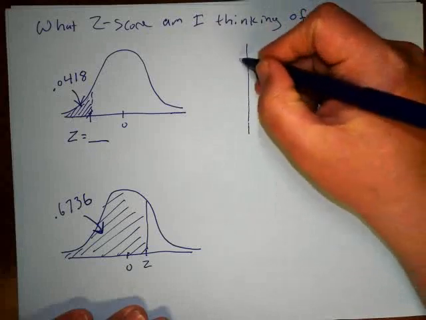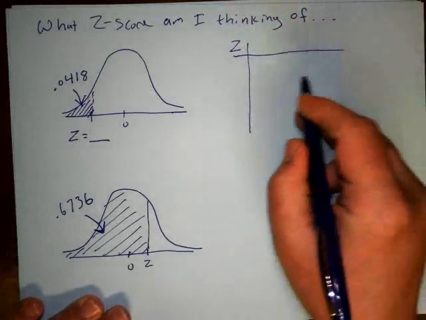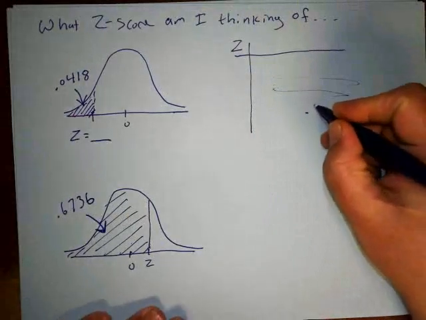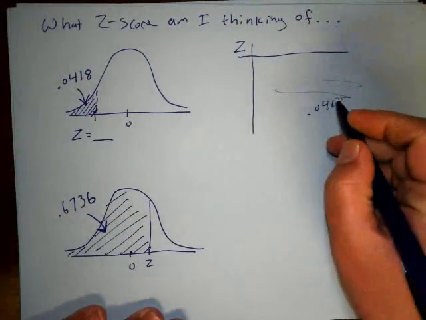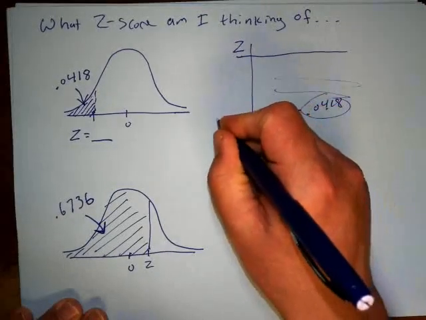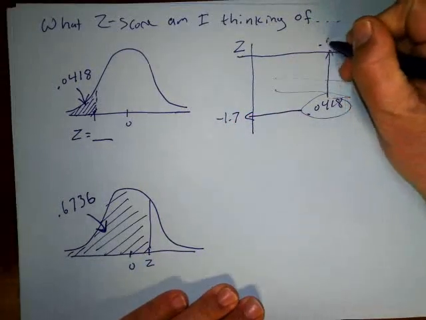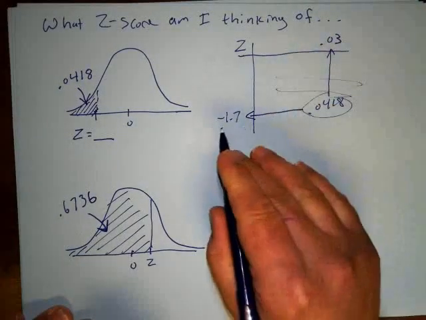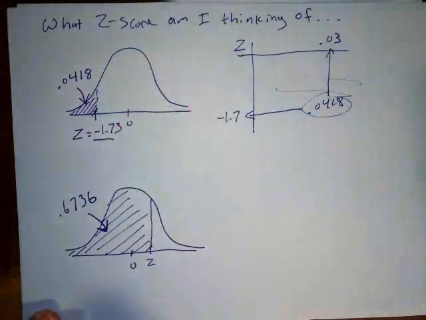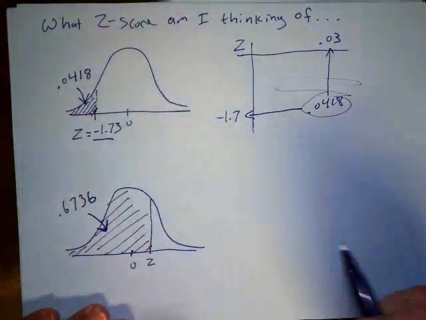So let me show you what is going on here. I'm looking through this part of the table, looking for this area, and then I eventually find it. To know what Z-score gave me that area, I look back over here, and it's negative 1.7, and I look up here, and it's 0.03, and then I put these together, and I get negative 1.73. And that would have been the Z-score that I thought of, looked up on the table, and found that area.